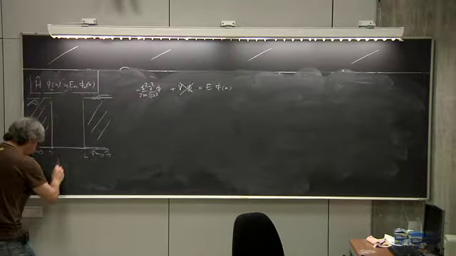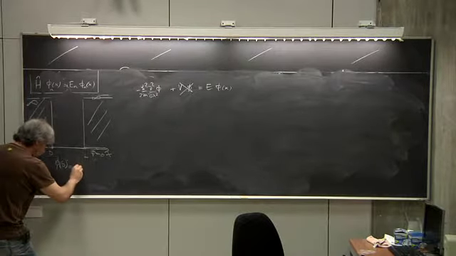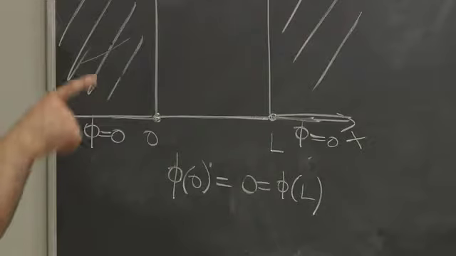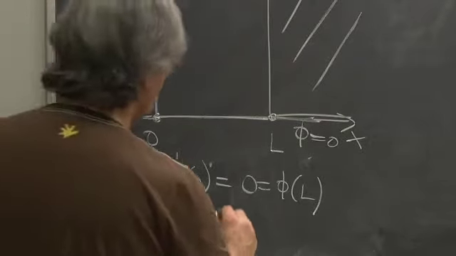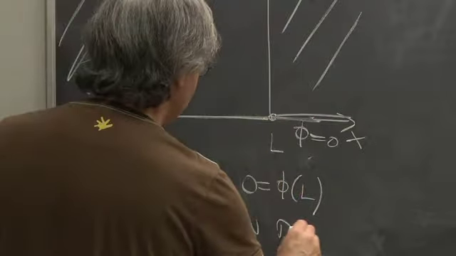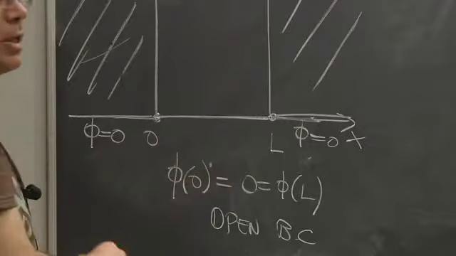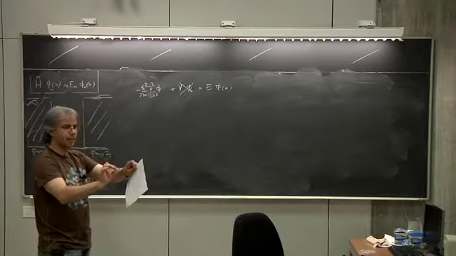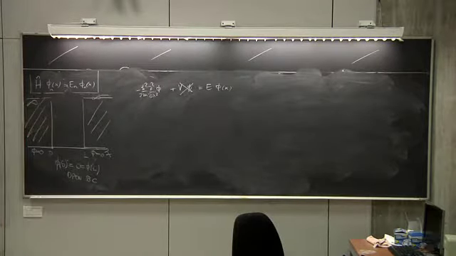So you see, I search for functions such that phi of zero is equal to zero, which is also equal to phi of L. If you remember, this was the other boundary condition that I was discussing before. It's often called open boundary condition, or closed sometimes, depends, or fixed boundary condition with phi equals zero. Different names, never mind. It means that you fix the wave function to be zero.